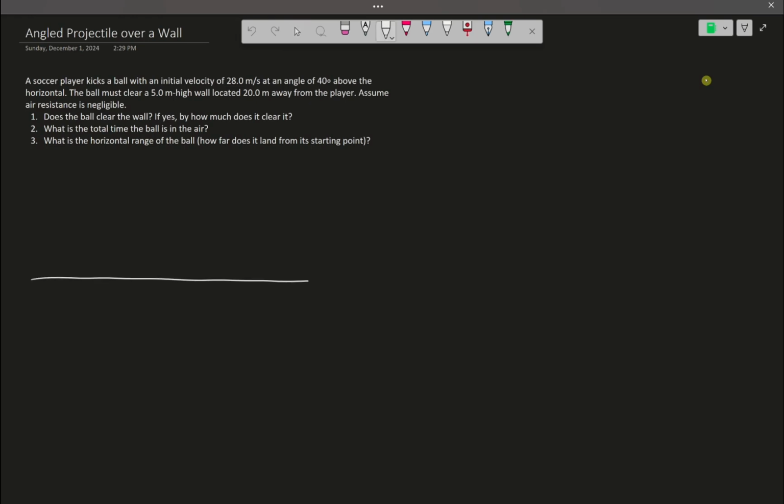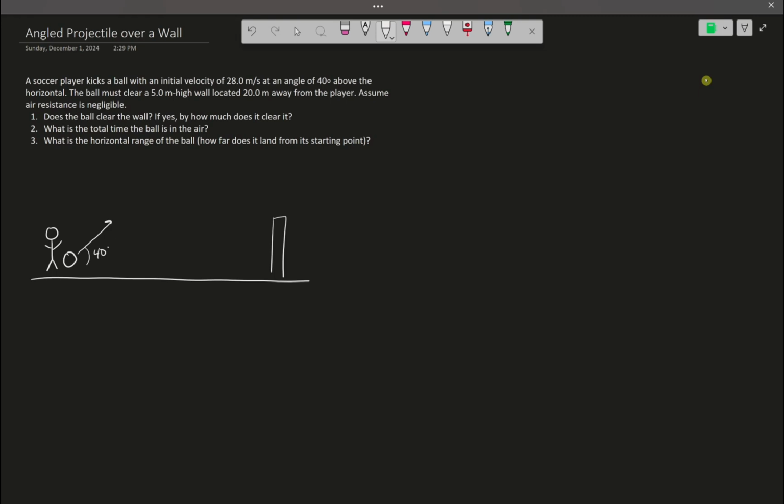So we have a soccer player, and they are going to kick the ball with some initial velocity at an angle of 40 degrees above the horizontal. And this ball is going to have to clear a wall that is 5 meters high and 20 meters away from the player. So we're going to put a wall here.